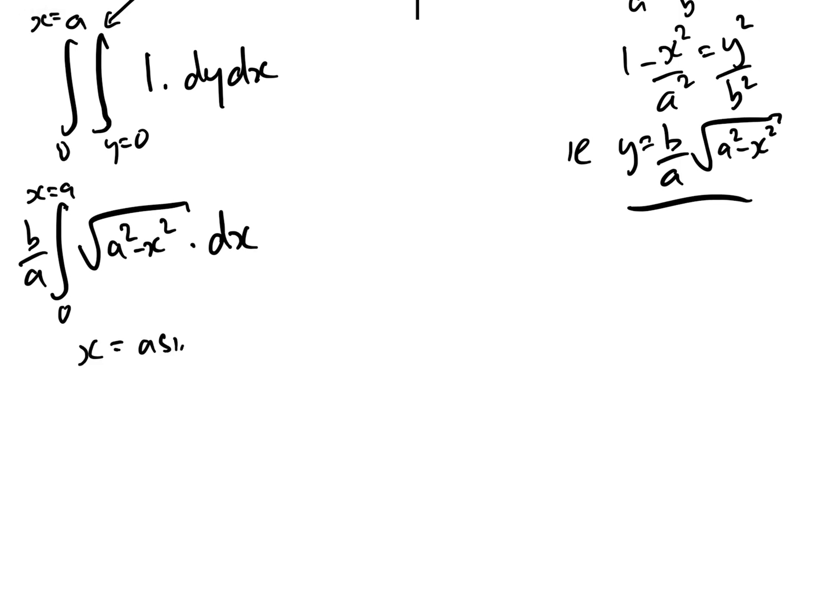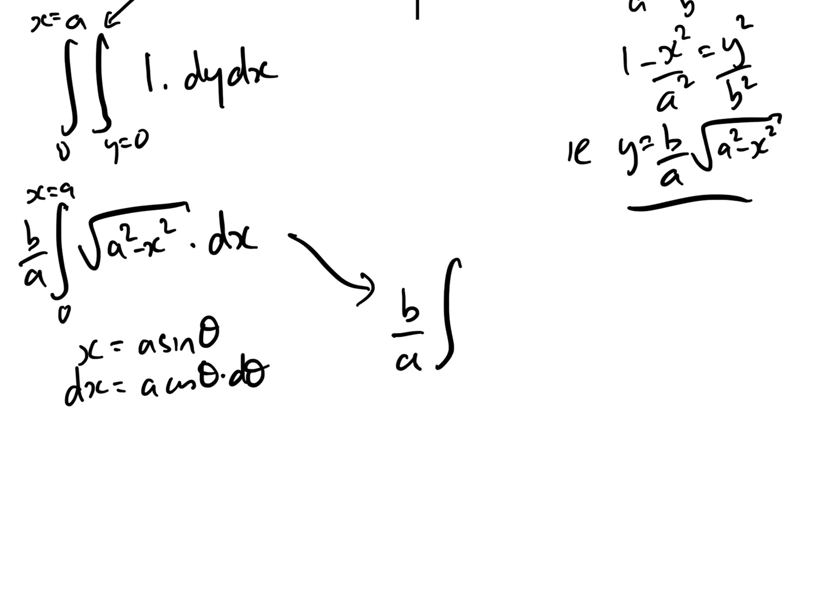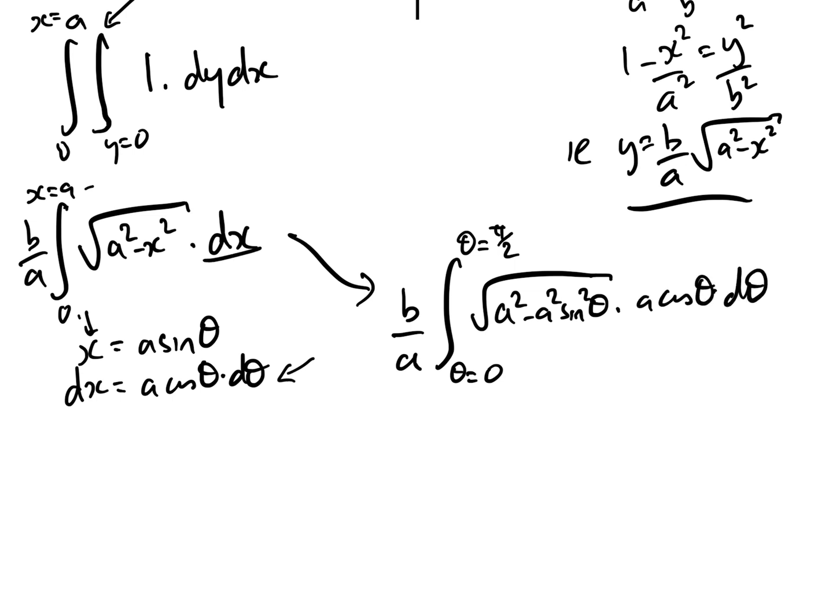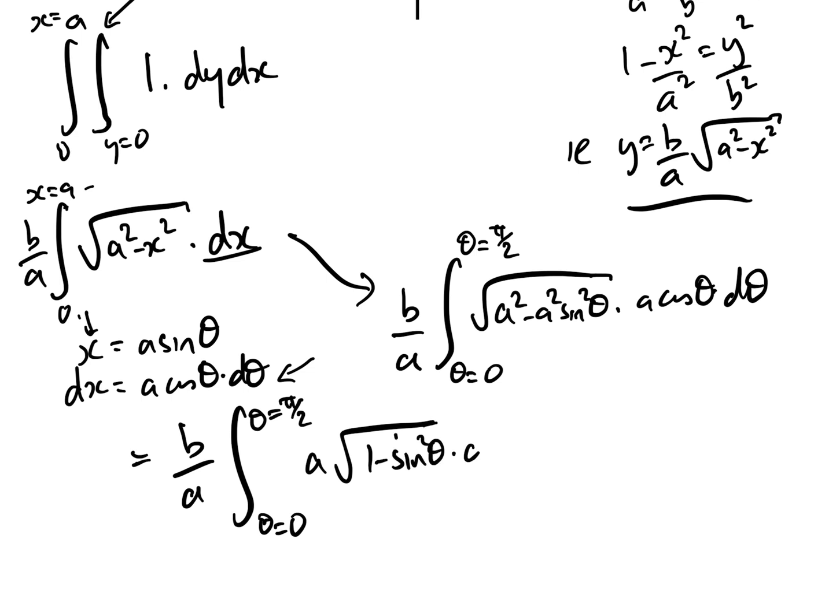So what we need to do is use substitution. Let's put x equal a sine theta, so dx equals a cos theta d theta, which means that this integral becomes b over a, the integral between theta equals 0 and theta equals pi over 2, sticking a into here, of root a squared minus a squared sine squared theta times, instead of dx, a cos theta d theta. This is just integrating by substitution, which equals b over a, the integral from theta equals 0 to pi over 2 of a root 1 minus sine squared theta times a cos theta d theta, and that is just cos theta.